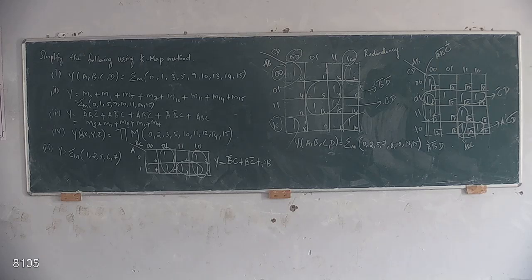First draw the 4 variable K map, write the values and place the 1 inside the boxes. You will get 5 marks for that.